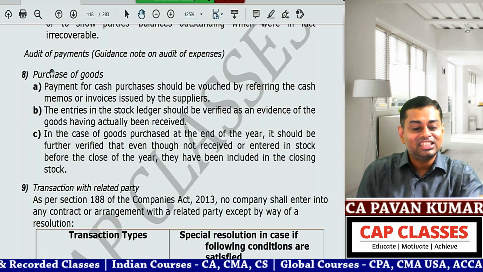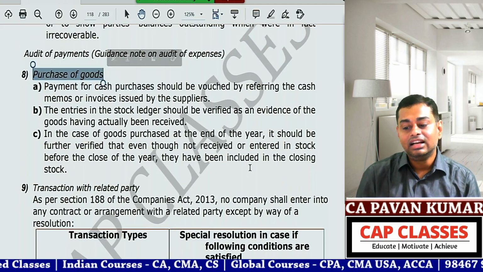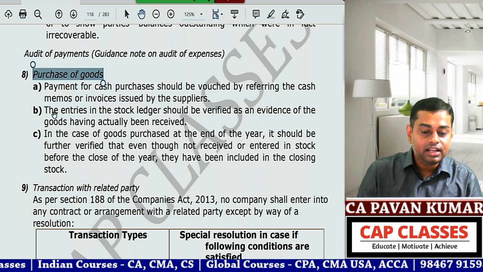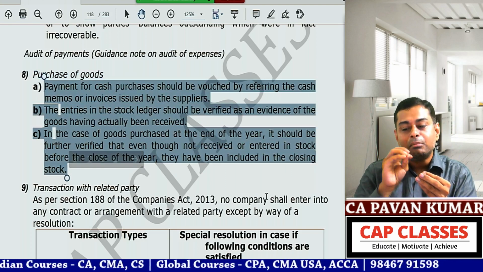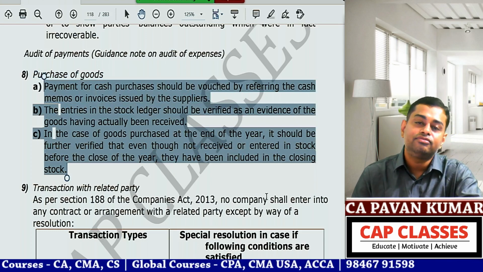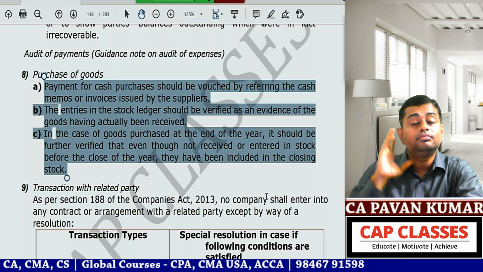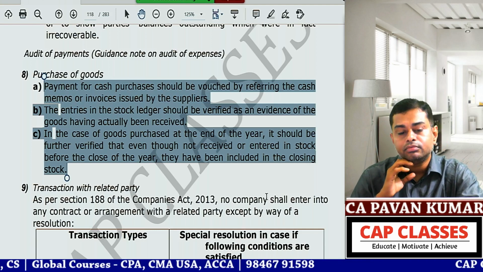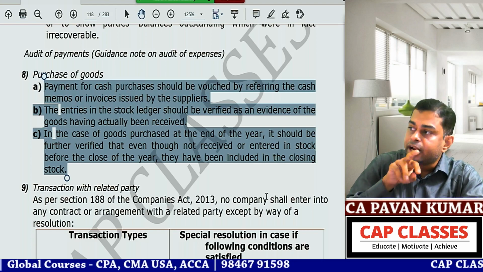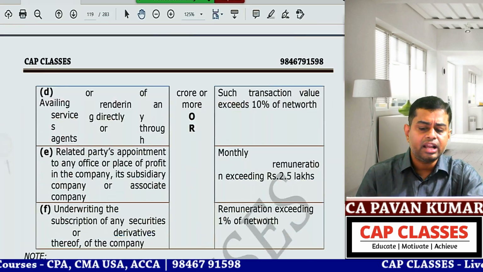So, to make your life simple, I will give small answers. Say for example, purchase of goods. There it is 4 pages. Here it is 3 points: A, B, C. So you add a little masala to these 3 points. Enough. Because honestly, you cannot write more. You will not have enough time. So I have trimmed and given answers like this. Transactions with related party: one table. Khatam.